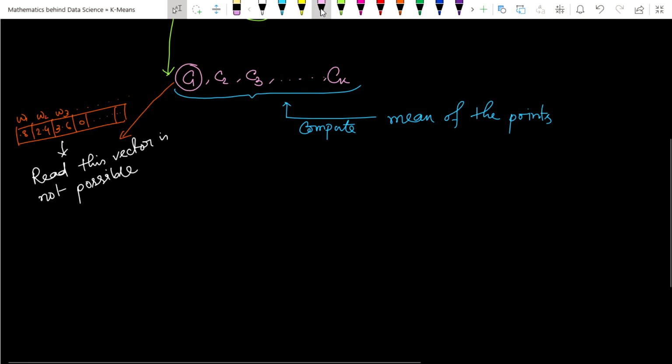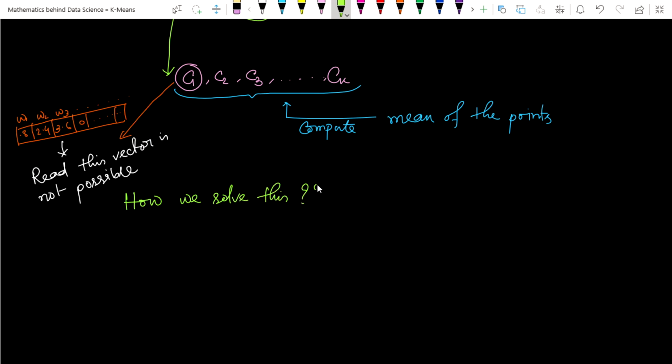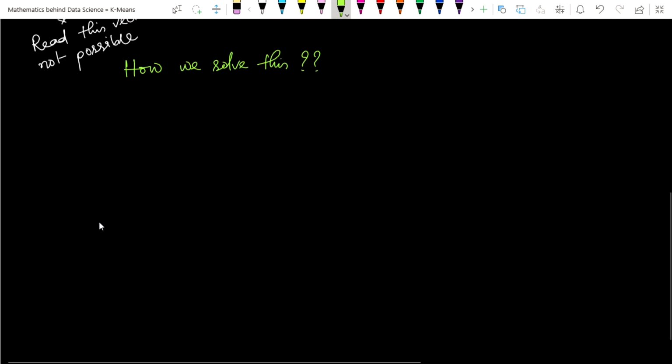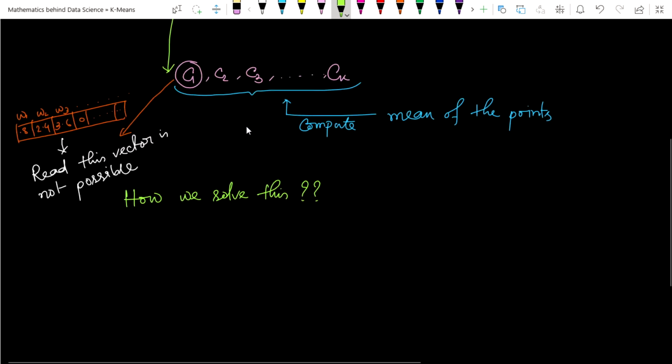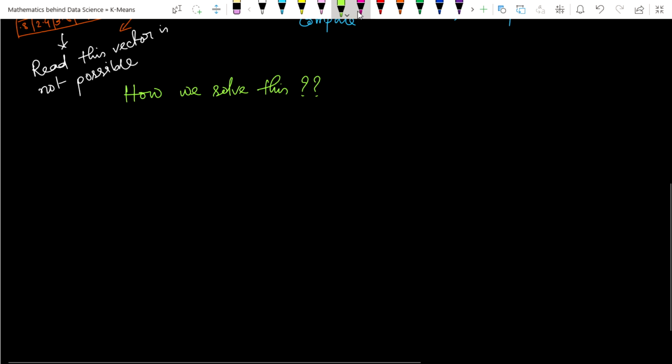Now the question is how we'll solve this problem, how to predict this centroid. So how will we solve this problem? We'll solve this by, instead of computing using the mean, using something else. The solution will be like that.